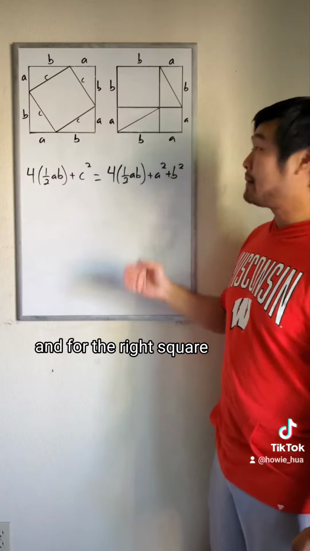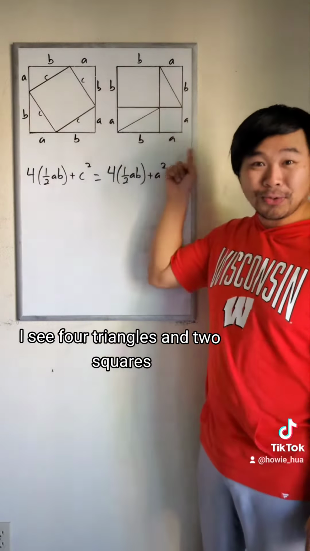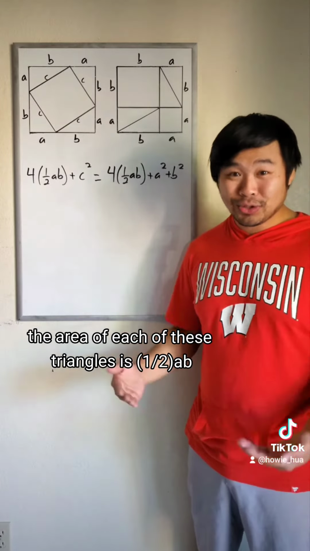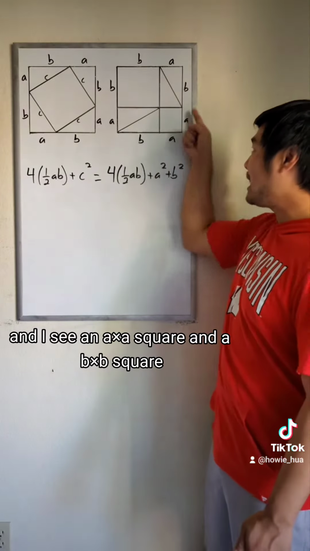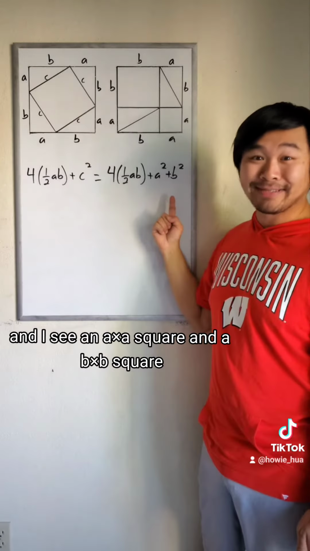And for the right square, I see 4 triangles and 2 squares. The area of each of these triangles is half a times b, and there's 4 of them. And I see an a by a square and a b by b square.